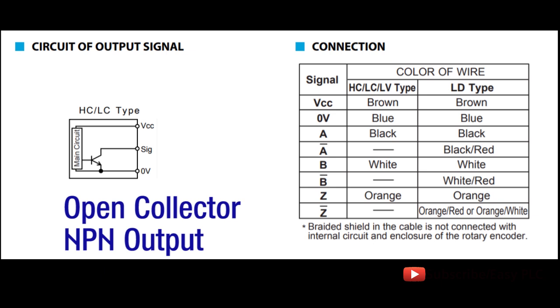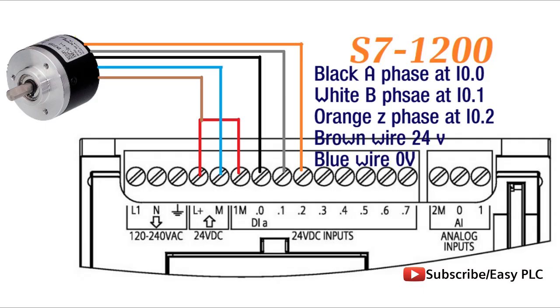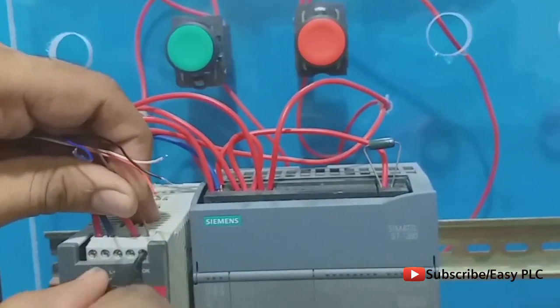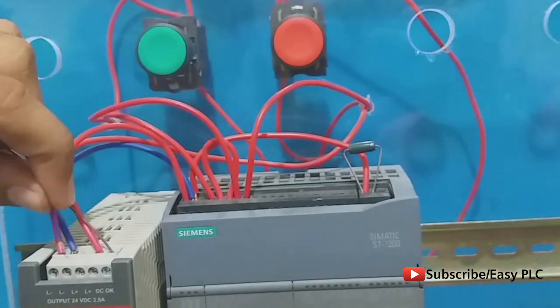So to make it work, we have to wire the encoder A, B and Z outputs with the S7-1200 PLC, as shown in this diagram. As you can see in this diagram, we will connect the A, B and Z outputs directly to the PLC inputs, and we will connect the 24-volt positive wire to the common terminal of the PLC inputs. Let's do the wiring of the encoder and PLC S7-1200.